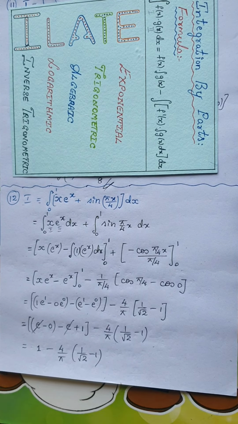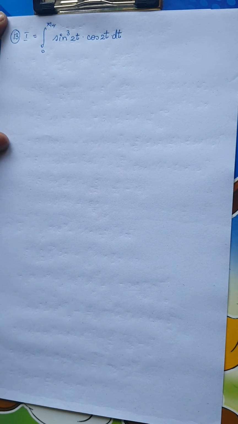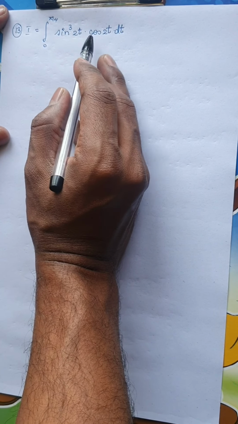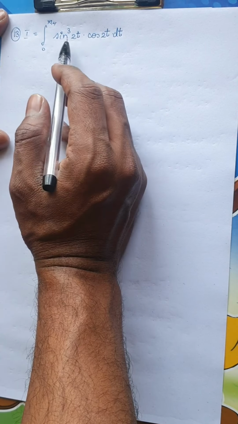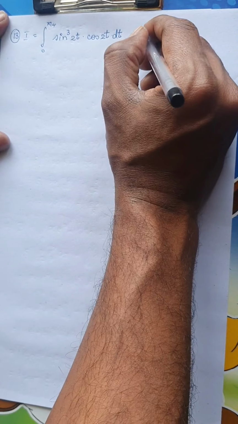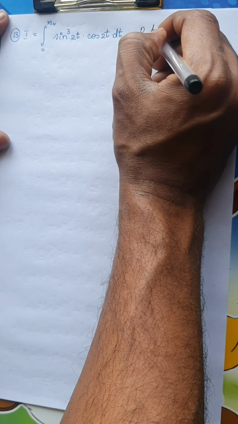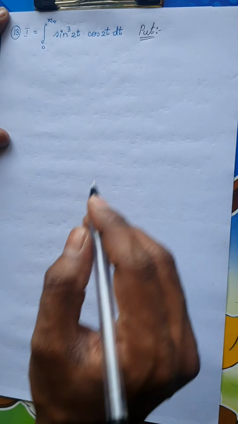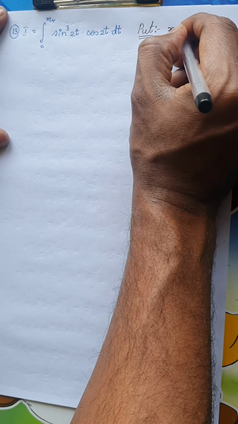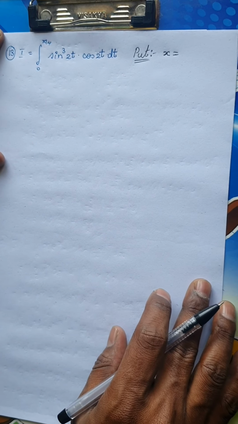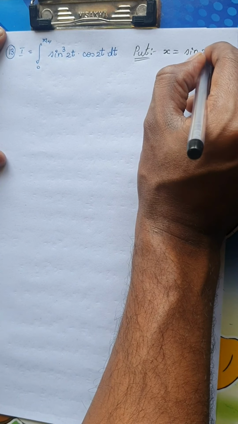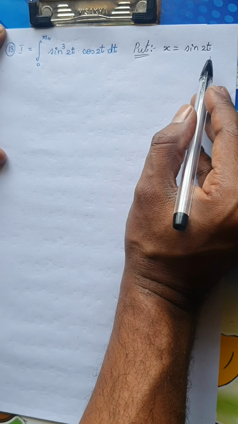Okay, the next integral we have is the integral within the limits 0 to pi by 4 of sine cube 2t into cos 2t dt. The original integral itself is in terms of t, you need not worry. For this question I am going to use the substitution method. I am going to put x here, but you can use any other variable. So I use x as nothing but sine 2t.